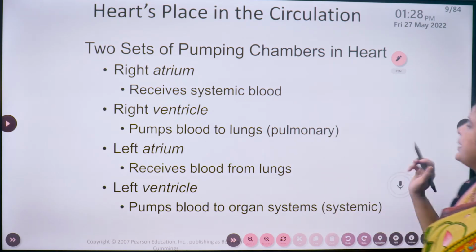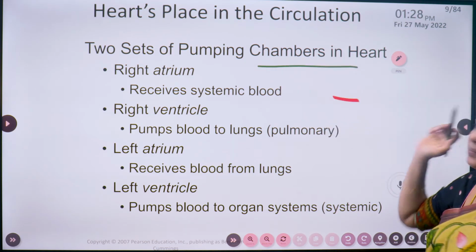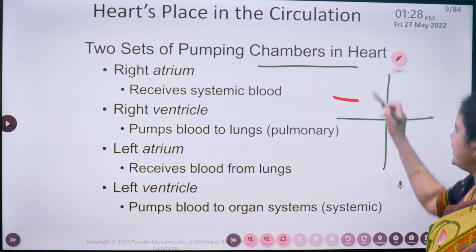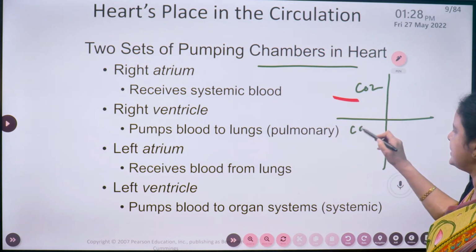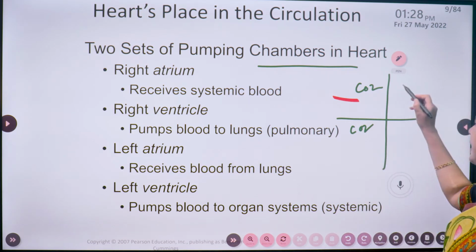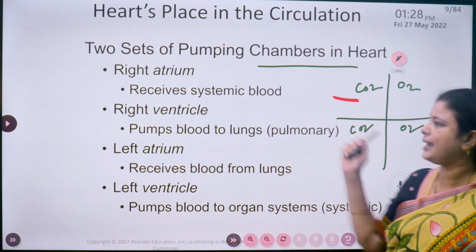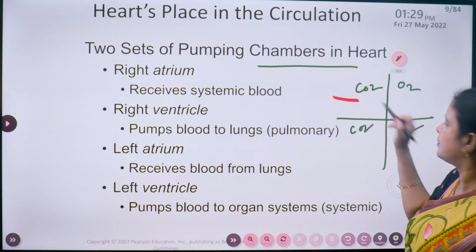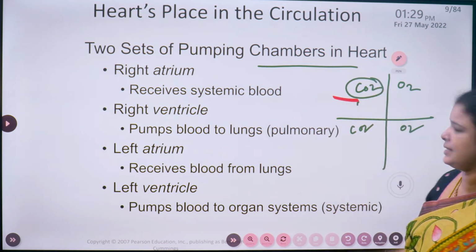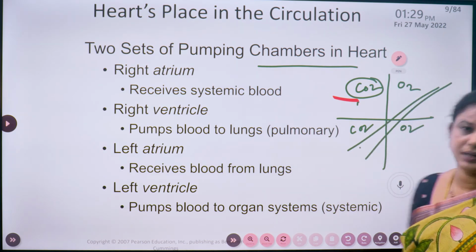Two sets of pumping chambers in the heart. Two sets means the right side is completely deoxygenated blood and the left side is oxygenated blood. The right atrium receives systemic blood, which is deoxygenated. The right ventricle will pump the blood to the lungs.